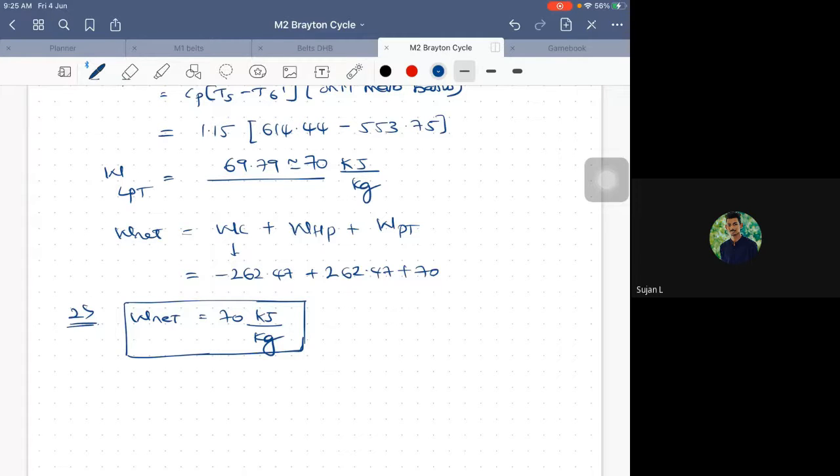Is that clear? Is everyone getting the same value? If you get the same value, just raise your hand. 70 kilojoules per kg. Good. Okay.